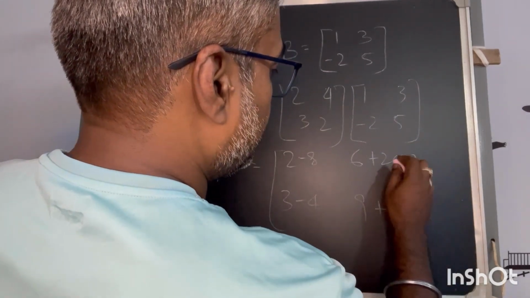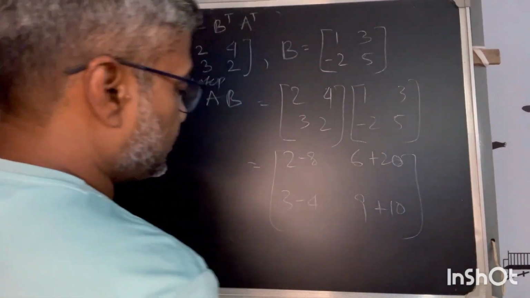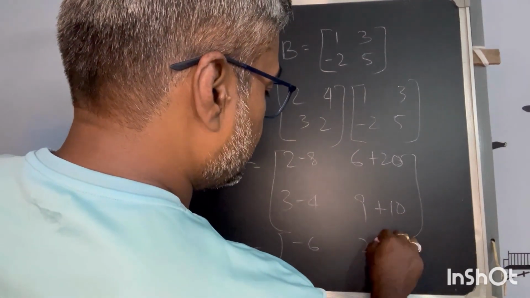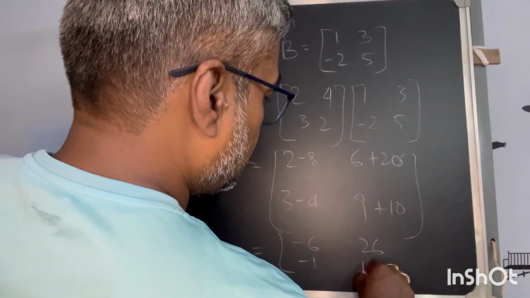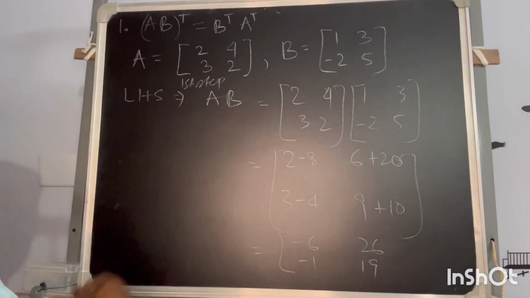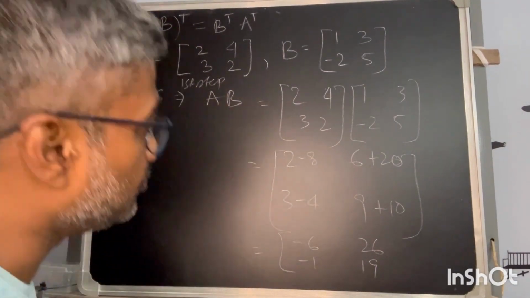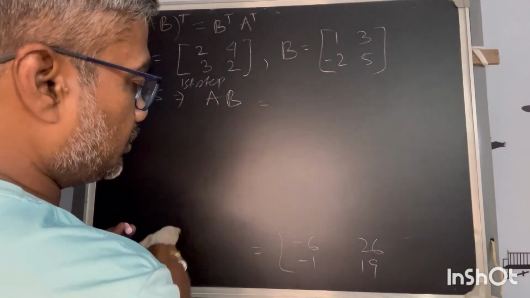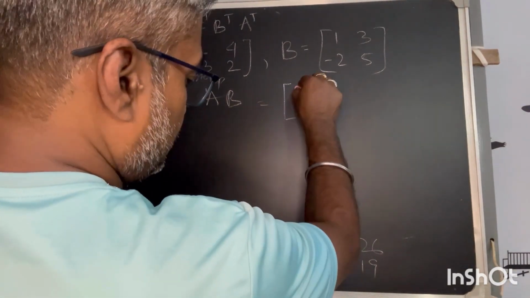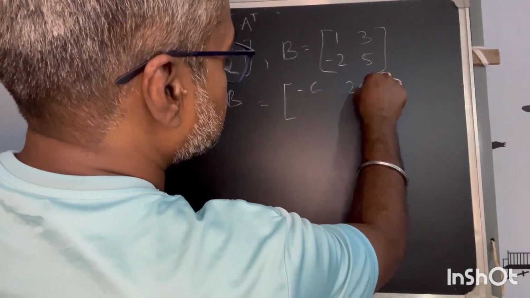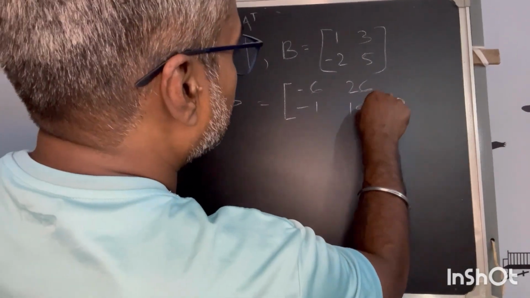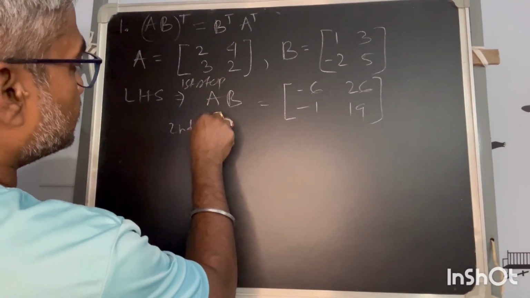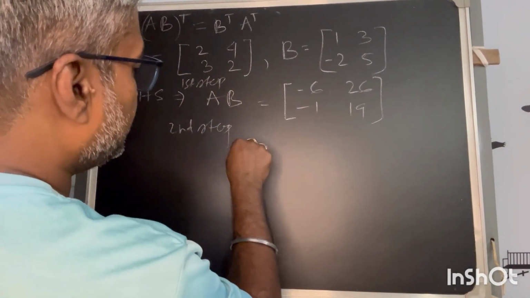This is the end of the multiplication. If you reduce it, this is -6, 26, -1, and 19. This is the ultimate matrix, replacing all of this. So your ultimate matrix is -6, 26, -1, and 19. Now the second step will be the transpose of AB.